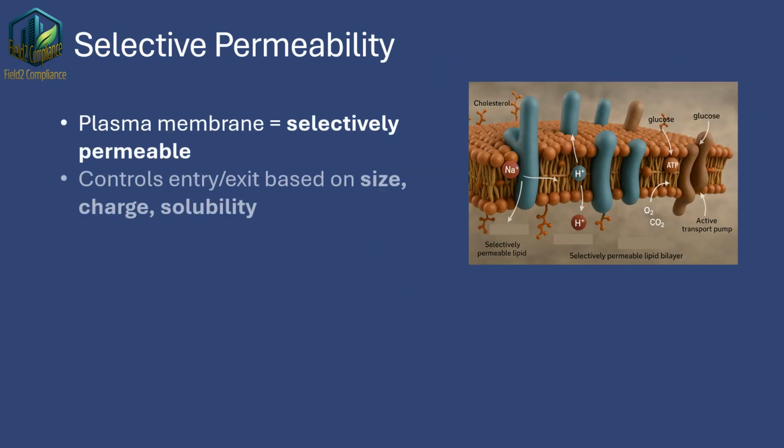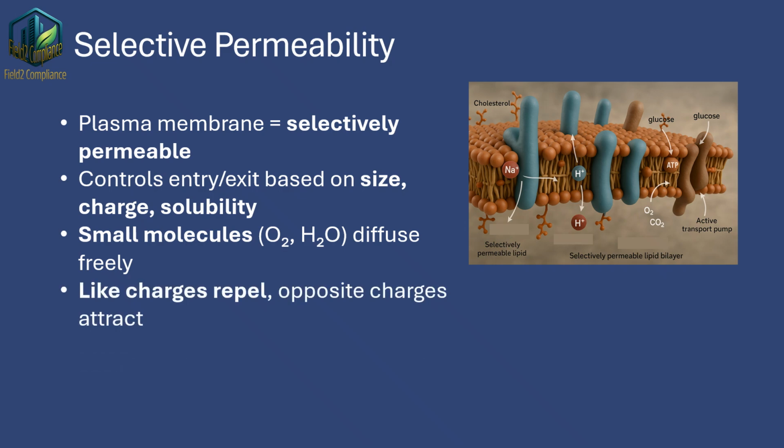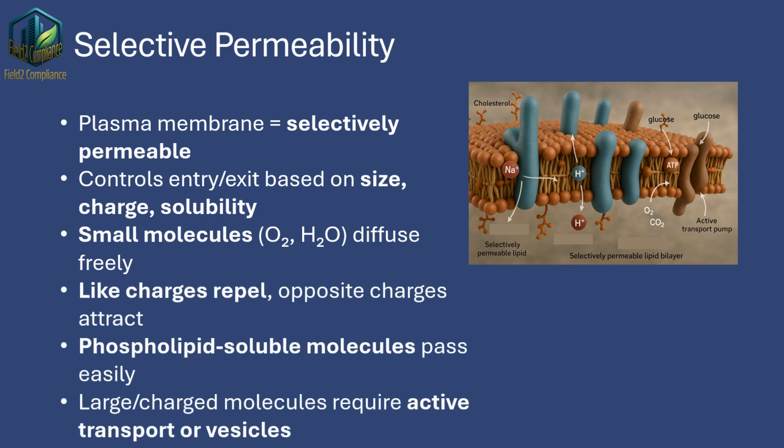The cell membrane is picky about what gets through. Small molecules like oxygen and water slip right in. Charged particles depend on whether the cell's surface attracts or repels them. Lipid-soluble molecules can pass more easily. Bigger or trickier molecules need special help, either from transport proteins, active pumping, or being carried in little vesicles. In short, the cell decides what enters and what leaves, keeping its inside environment steady.